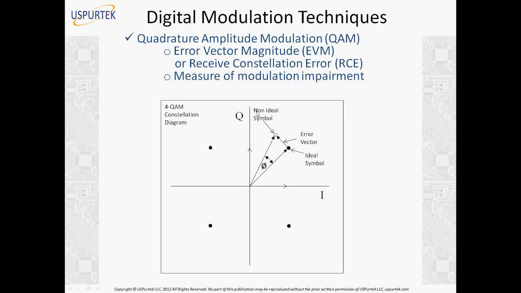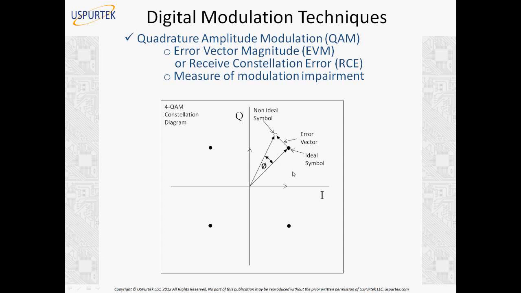Actually, there is a phase drift of phi. Now, the error vector, we should draw a tangent from the ideal symbol to the non-ideal symbol. The magnitude of that tangent is the error vector, and that helps us determine the error vector magnitude. So it's simply a measure of how much of phase noise or impairment is present in QAM. Okay.